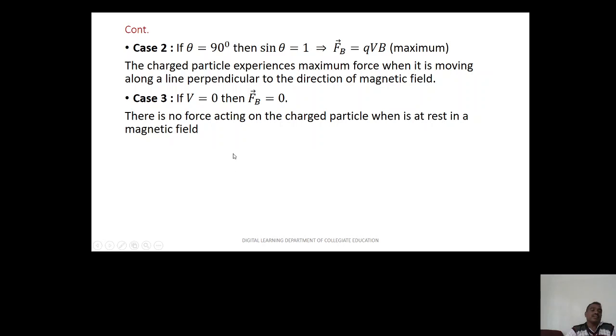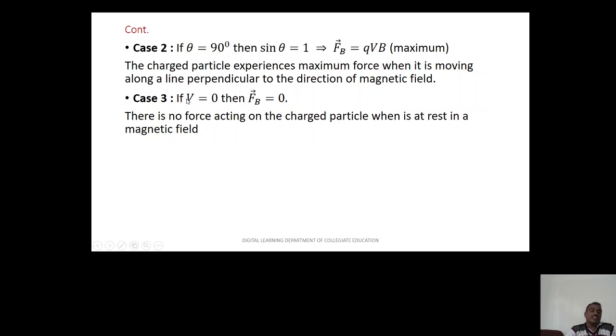Next, we will move on to another condition. If theta is equal to 90 degrees, then sin theta is 1, and F_B is equal to q v B, or the charged particle experiences maximum force when it moves along the perpendicular direction of the magnetic field.